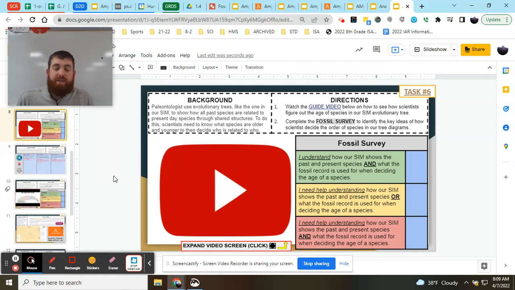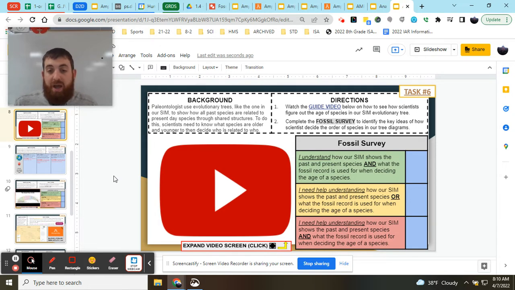And up to now, we've looked at evolutionary trees and how we read them and what they show us, and the evidence for how we decide who our common ancestors are and our descendant species. Now, with that evidence, we also have our SIM, which has a larger version of this evolutionary tree, and it also helps us put the order of our species together based on who's younger and who's older.